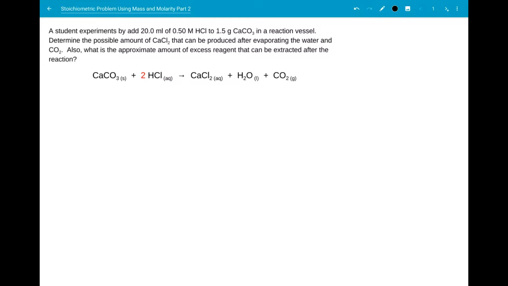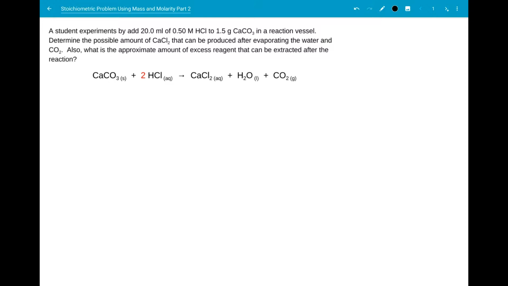A student experiments by adding 20 milliliters of 0.50 molar hydrochloric acid to 1.5 grams of calcium carbonate in a reaction vessel. Determine the possible amount of calcium chloride that can be produced after evaporating the water and CO2. It looks like the student wants to isolate the calcium chloride as crystals, as solid. Also, what is the approximate amount of excess reagent that can be extracted after the reaction? What is left over in that reaction vessel that can be washed off or separated or poured off?